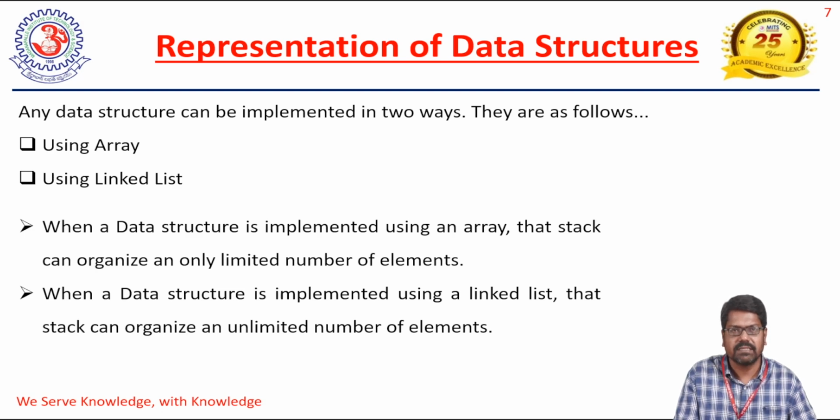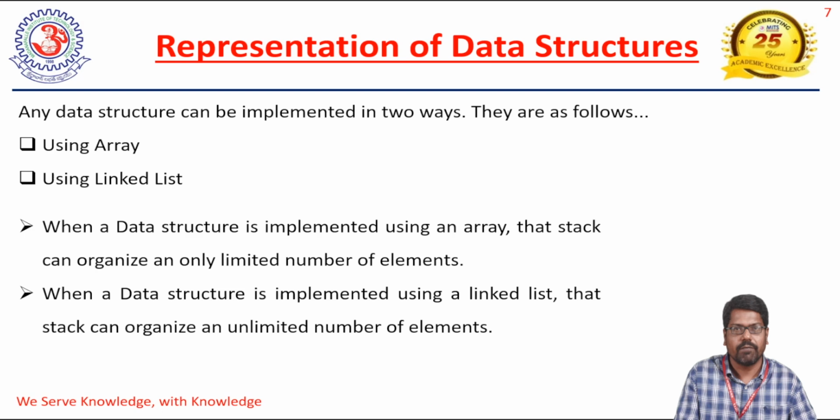Any data structure in memory can be implemented in two ways. One is using arrays, another one is using linked list. So how can we represent a data structure in memory? Using array representation, or linked list representation. These are the two possibilities. With the help of these two possibilities, I can represent any data structure in memory. The first one is also called linear representation or sequential representation. The second one is also called pointer based representation.